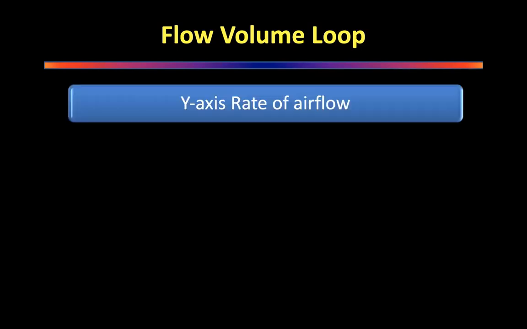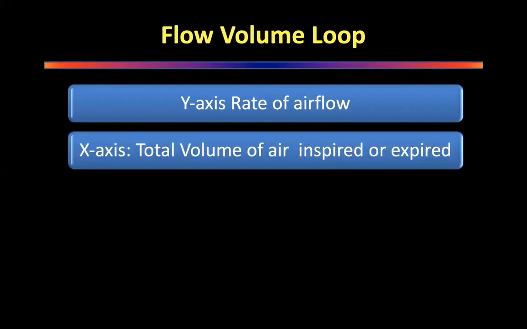But most important is to know what is normal. Very often people know the abnormal, but they don't know what is normal. How do you interpret a normal flow volume loop? So draw a long vertical y-axis. At the halfway point of the y-axis, draw an x-axis. The y-axis is rate of airflow. The x-axis is the total volume of air that is inspired or expired.